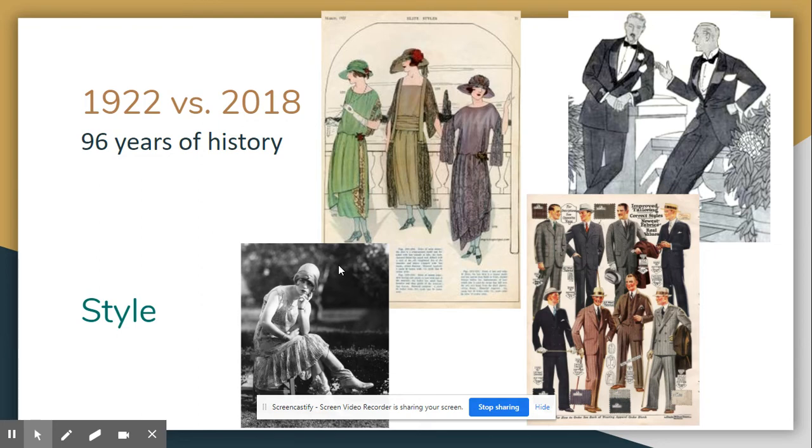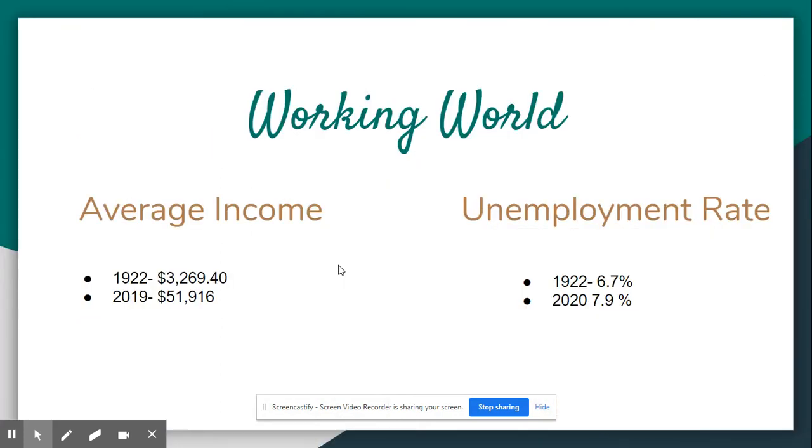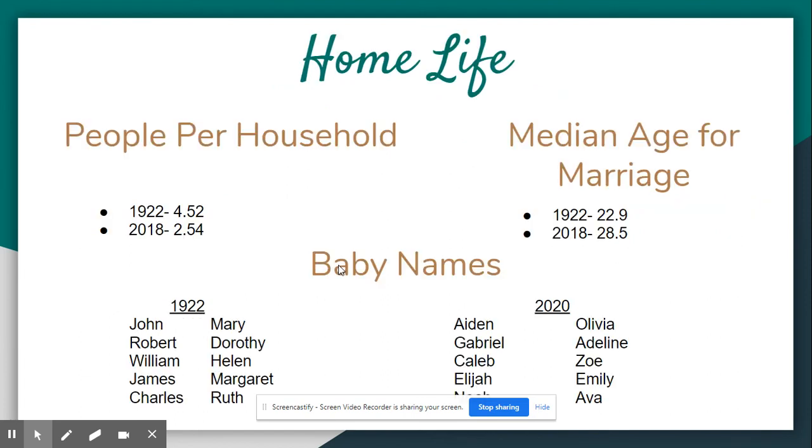So this was 1922. Think about 2018. Working world, the average income in 1922 was $3,269. Now it's $51,916. Unemployment was 6.7, and this year is 7.9. People per household in 1922, about 4.5. That number has definitely lessened to 2.54. Median age for marriage, 1922, people got married about 23 years old. Now it's about 27, 28, 29, around there.